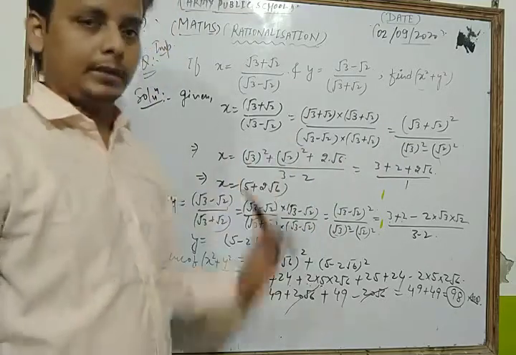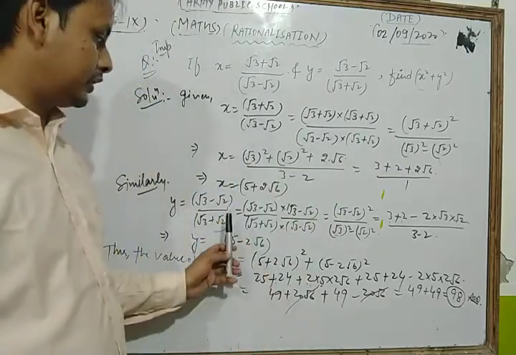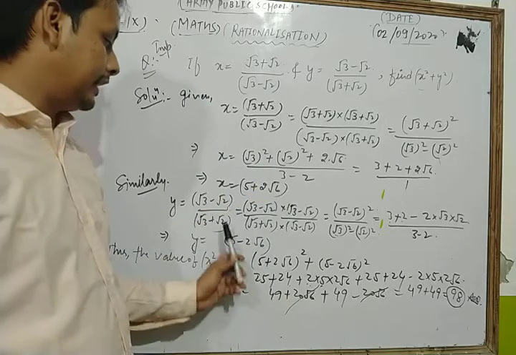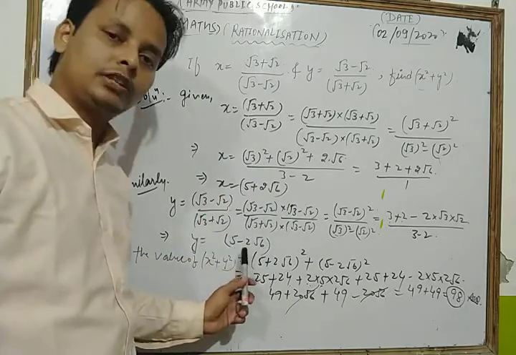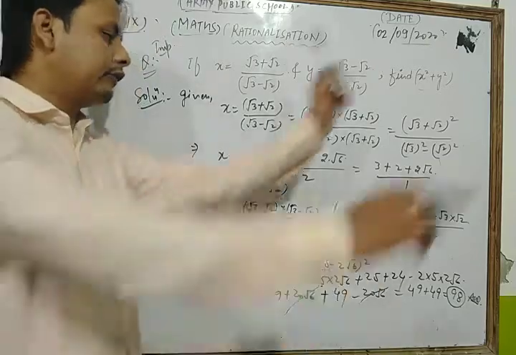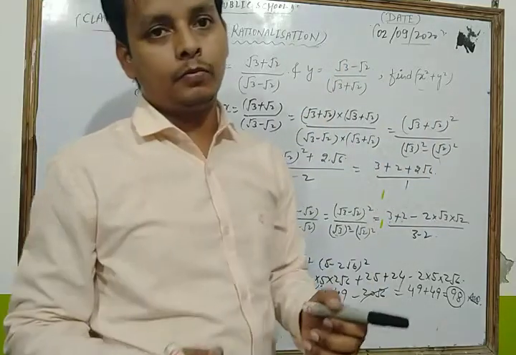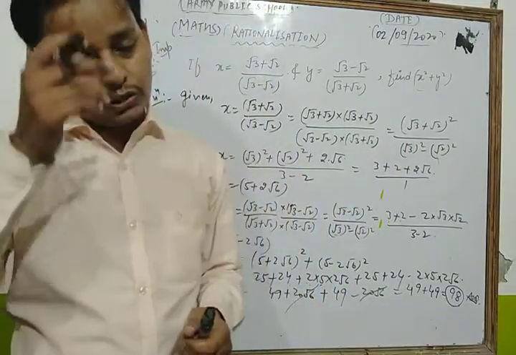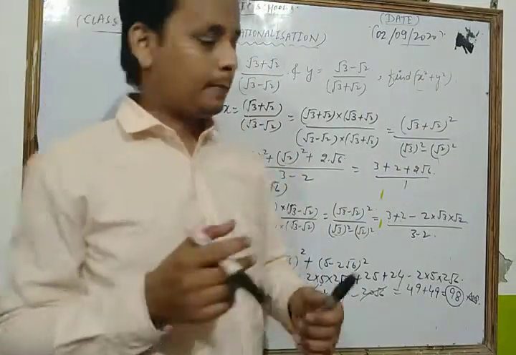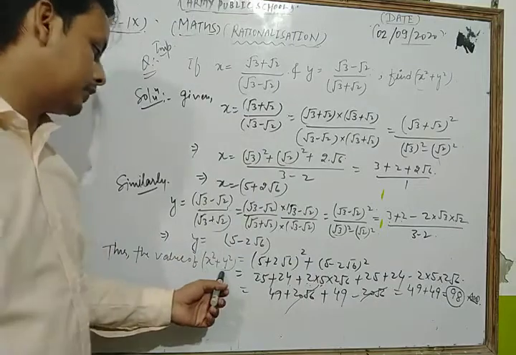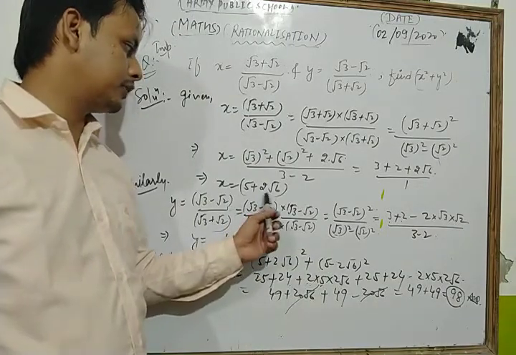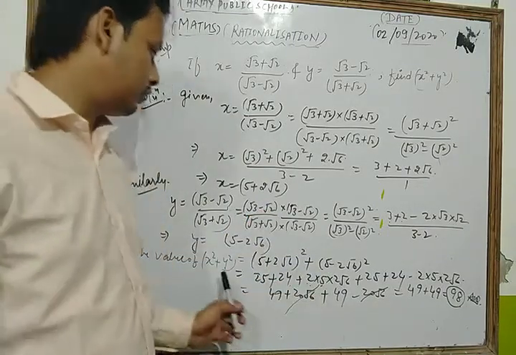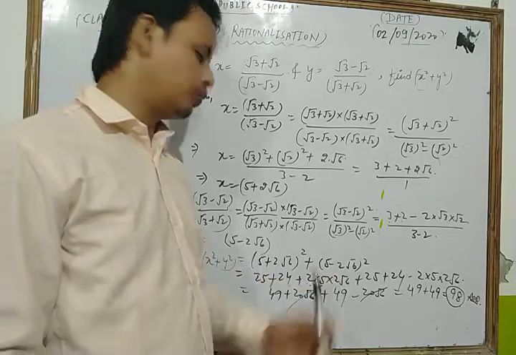Similarly for y, the same process, and hence we get the value of y as 5 minus 2 root 6. After finding the value of x and y, we put all the values in this expression, because we find the value of x square plus y square. So the value of x square plus y square, as the value of x is 5 plus 2 root 6 whole square, plus the value of y square, 5 minus 2 root 6 whole square.